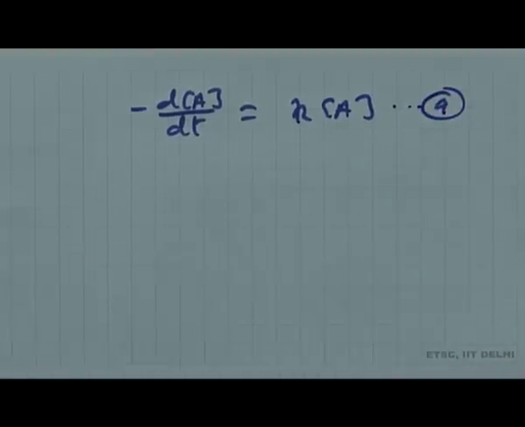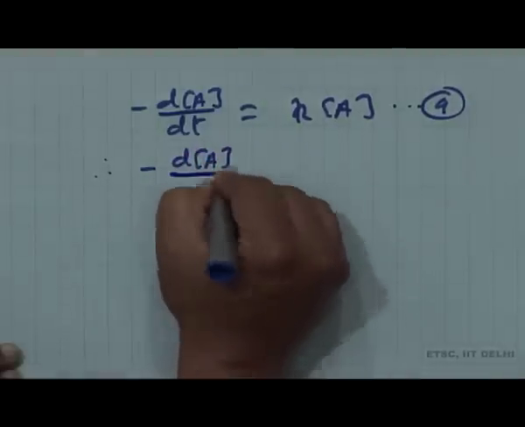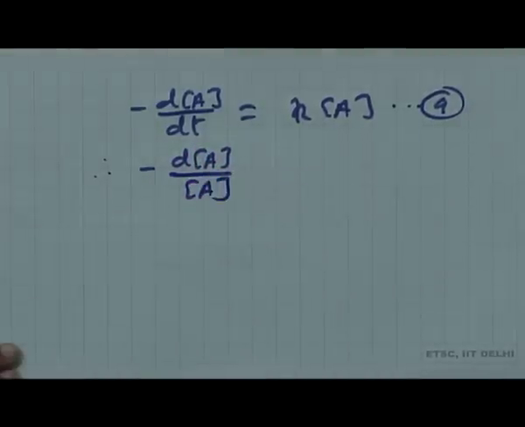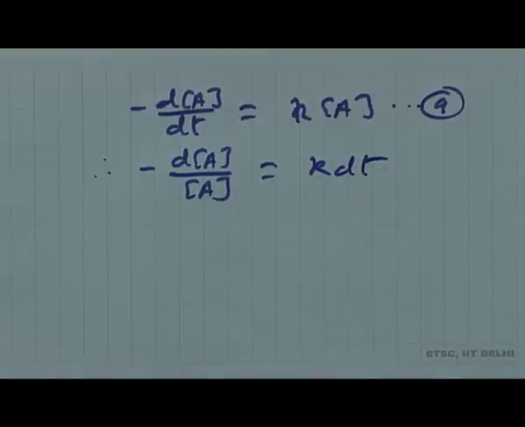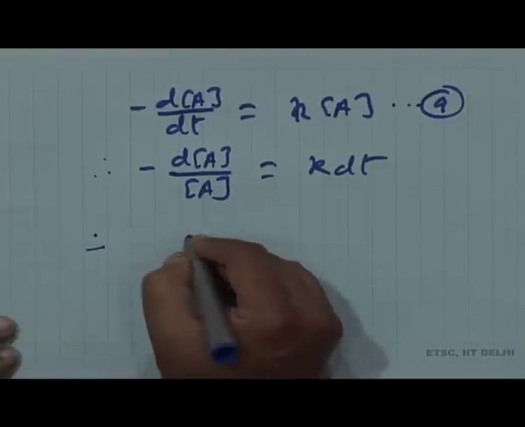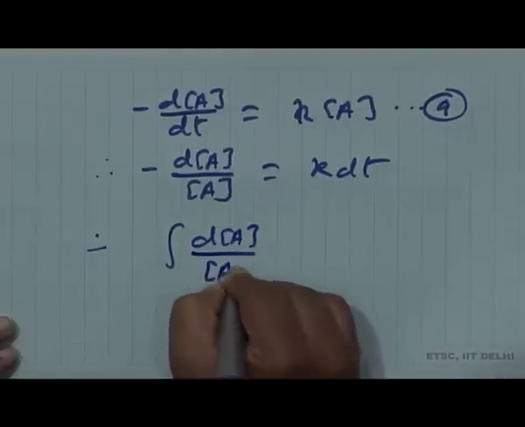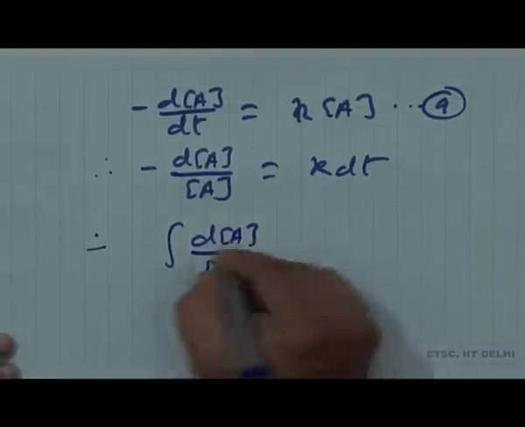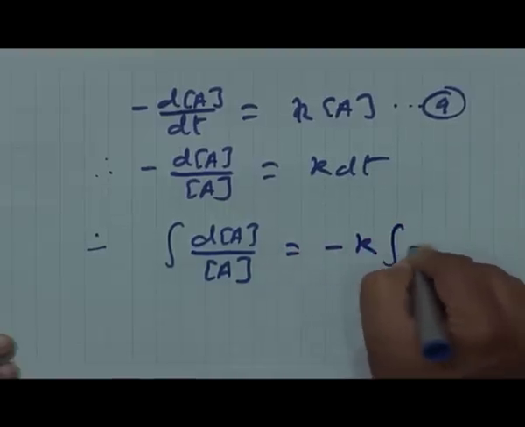So, if you are having that, what we will now do is we will bring A on one side and take dt on the other side. So, that is we are going to have dA over A is equal to minus K dt, right, and then we move forward and we integrate. So, what we will do is we will integrate again between some well defined limits.